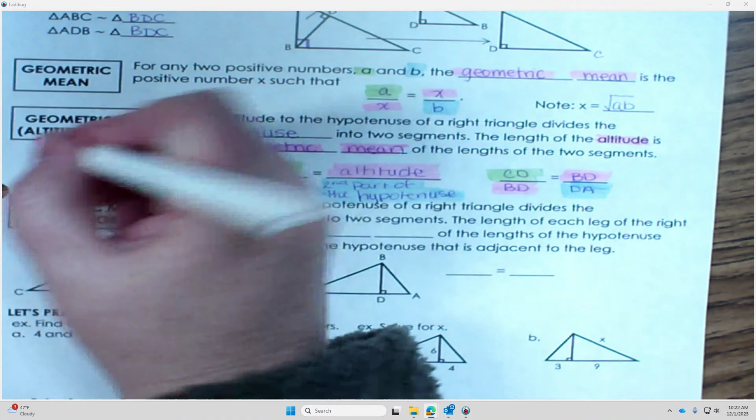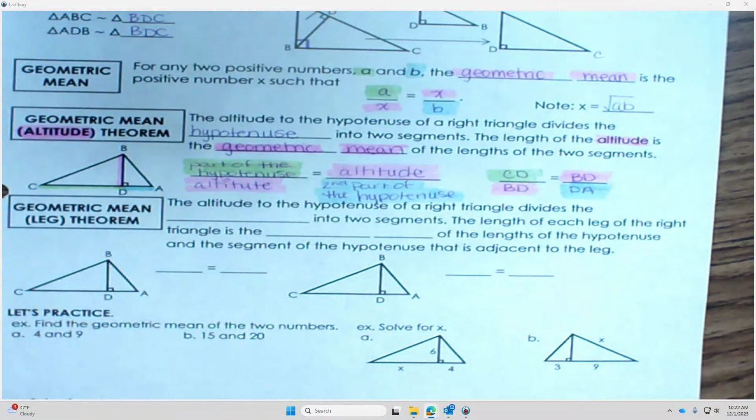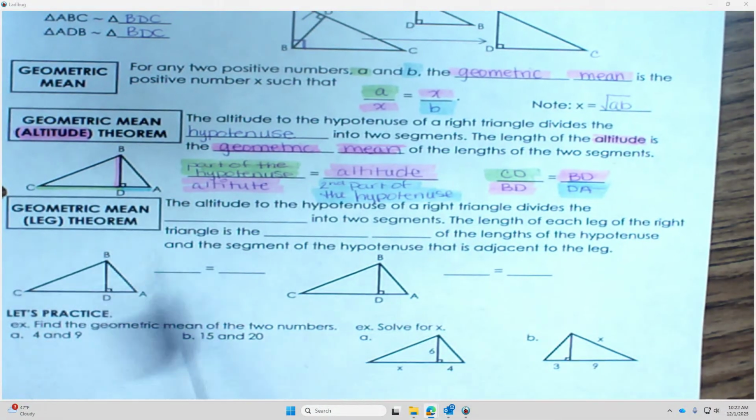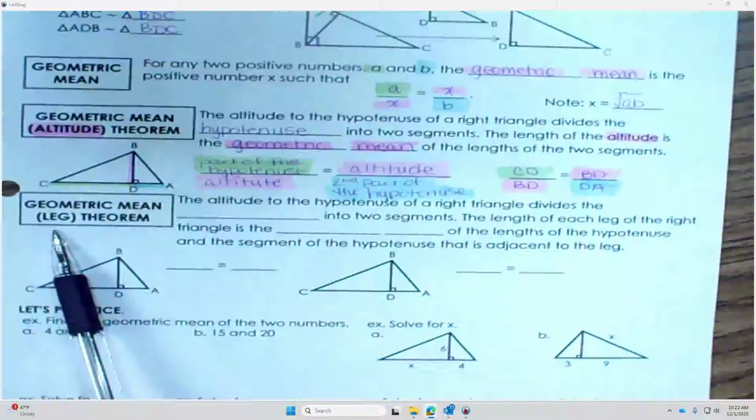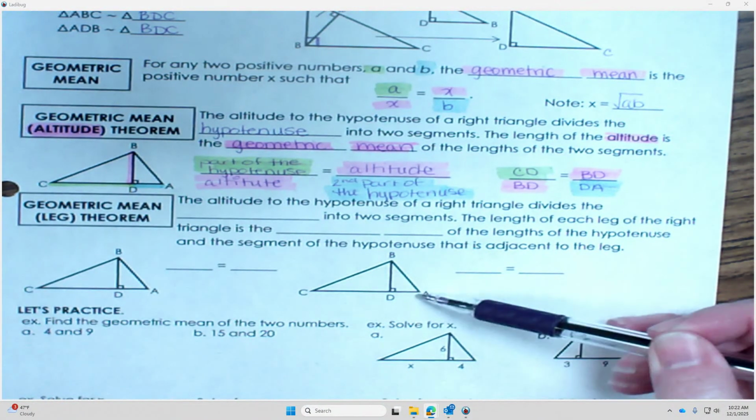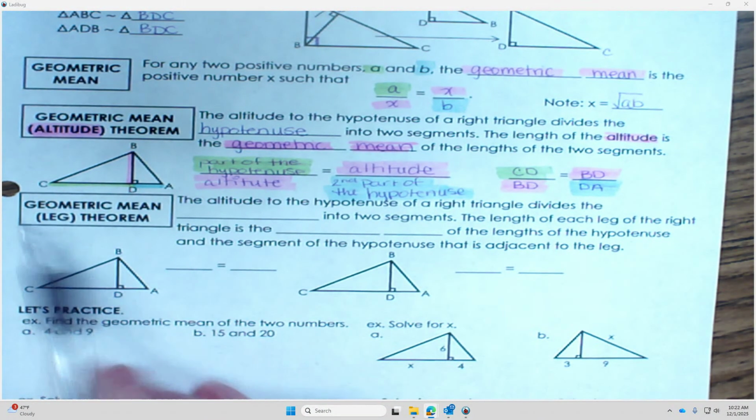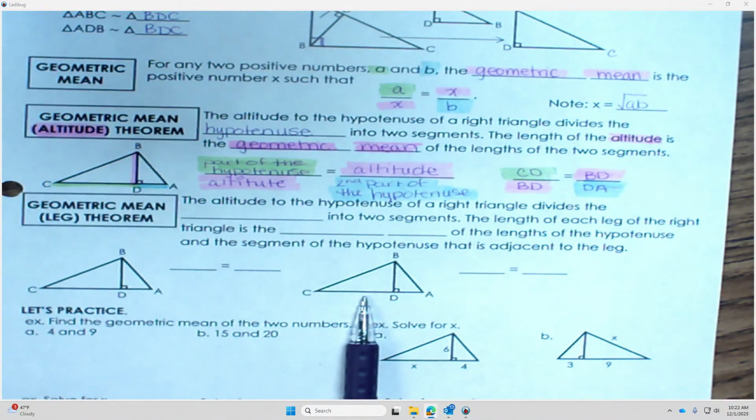Okay, so in this case, we're dealing with the altitude. We're going to do something different when we don't know the altitude and we don't care to know the altitude, or we don't need anything to do with the altitude. So this is our first one. Now let's come down here to finding geometric mean with a leg. So if you remember back to Pythagorean theorem, when I have a right triangle, I have a leg and a hypotenuse. So this is saying if I know one of the legs, I can use this formula that we're about to take notes on to find missing information.